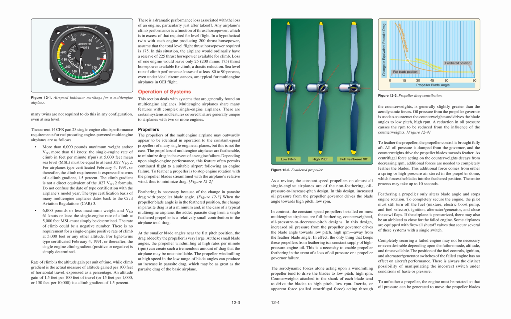Feathering is necessary because of the change in parasite drag with propeller blade angle. Figure 12.3. When the propeller blade angle is in the feathered position, the change in parasite drag is at a minimum and, in the case of a typical multi-engine airplane, the added parasite drag from a single feathered propeller is a relatively small contribution to the airplane total drag. At the smaller blade angles near the flat pitch position, the drag added by the propeller is very large. At these small blade angles, the propeller windmilling at high revolutions per minute (RPM) can create such a tremendous amount of drag that the airplane may be uncontrollable. The propeller windmilling at high speed in the low range of blade angles can produce an increase in parasite drag, which may be as great as the parasite drag of the basic airplane. Figure 12.3.